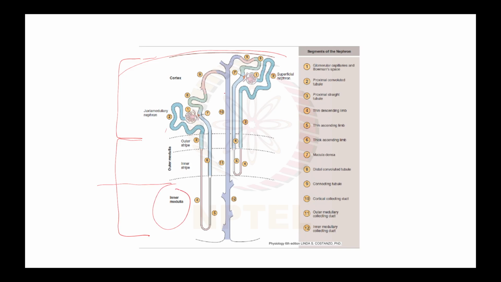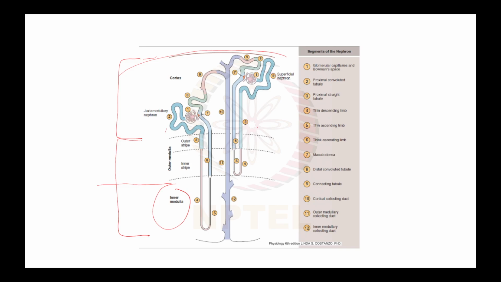One nephron where the maximum portion is present in the renal cortex only, and a part of the loop of Henle is entering into the outer medulla. Okay, so a little portion is entering into this medulla. However, in this kind of nephron you can see the majority of the loop of Henle is coming into the renal medulla. Okay, so these are the two types of nephrons which are present in the kidney.